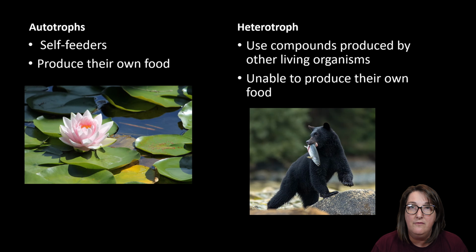Alright, so talking about photosynthesis, we're going to talk about autotrophs and heterotrophs. Autotrophs are your self-feeders. They're going to produce their own food. They cannot just go and chase down food. They have to be able to make their own food. And we're looking at that when we see plants.